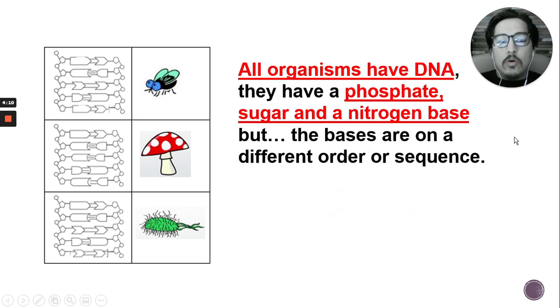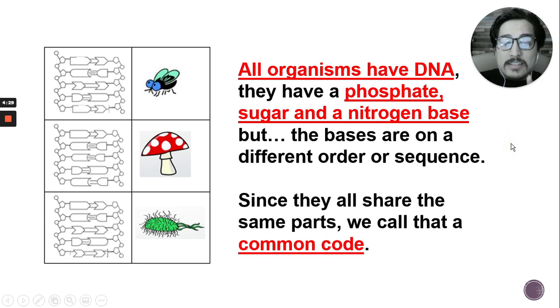Let me show you. All organisms have DNA, they have a phosphate, they have a sugar, and they have a nitrogen base. But the bases are in a different order or sequence, right? Different order. Same letters, different order. Go ahead and pause the video, copy this down. Okay, so if you copy this, let's talk about the next thing here.